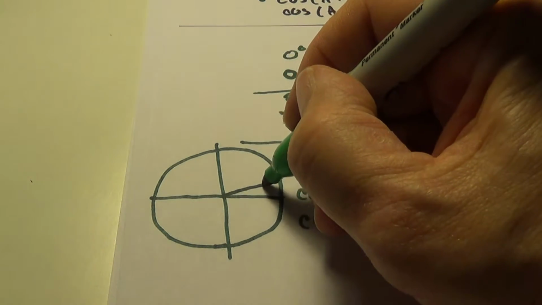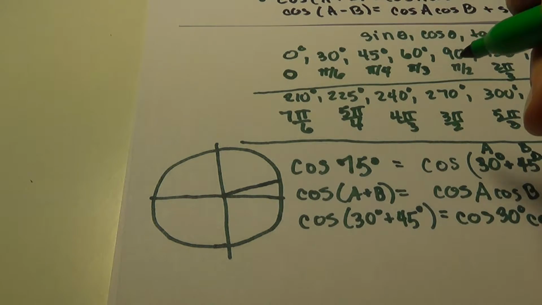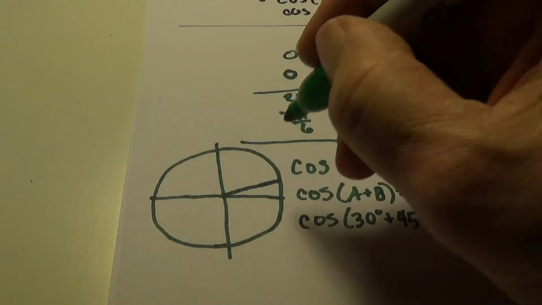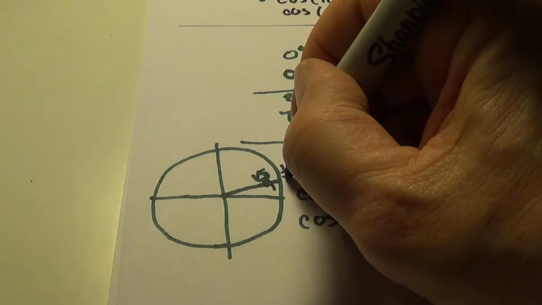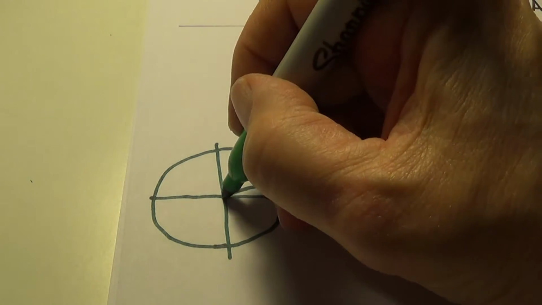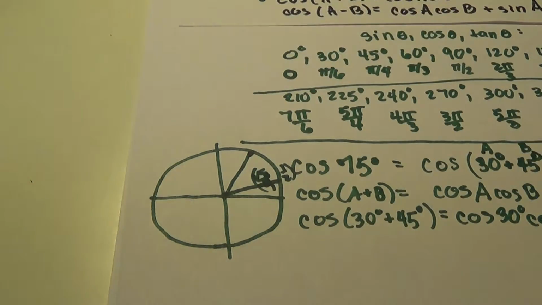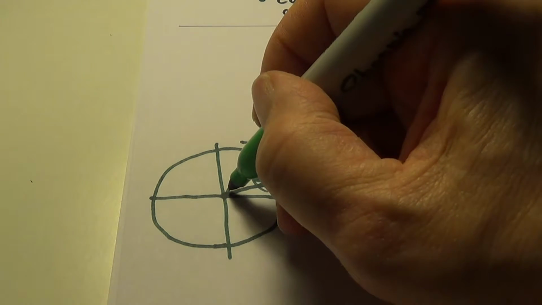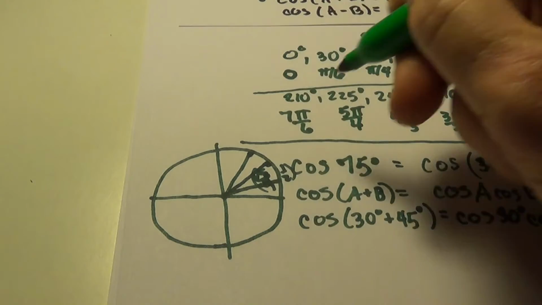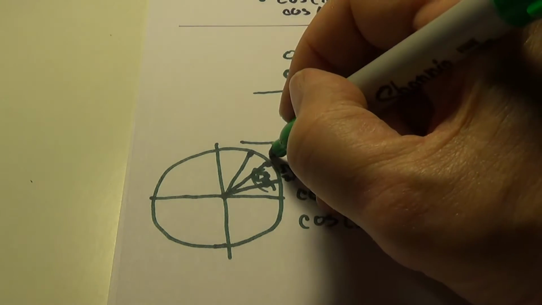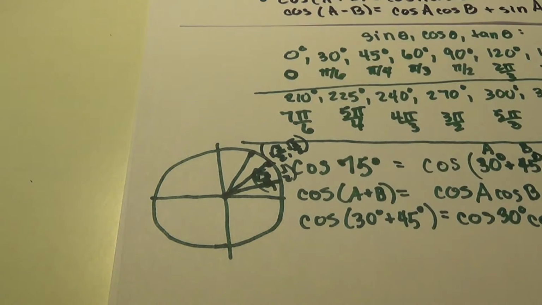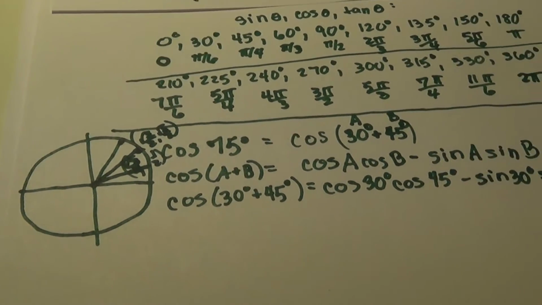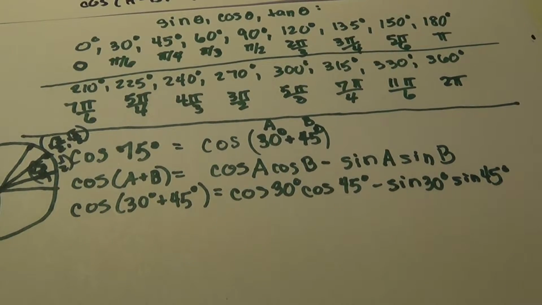So 30 is right here, and that is square root of 3 over 2 over and 1/2 up. Sorry, I didn't leave myself enough room. And up here we want in between at 45. That's square root of 2 over 2, square root of 2 over 2. All right, that doesn't show up well, but you know what it should be. Make it clear for yourself.